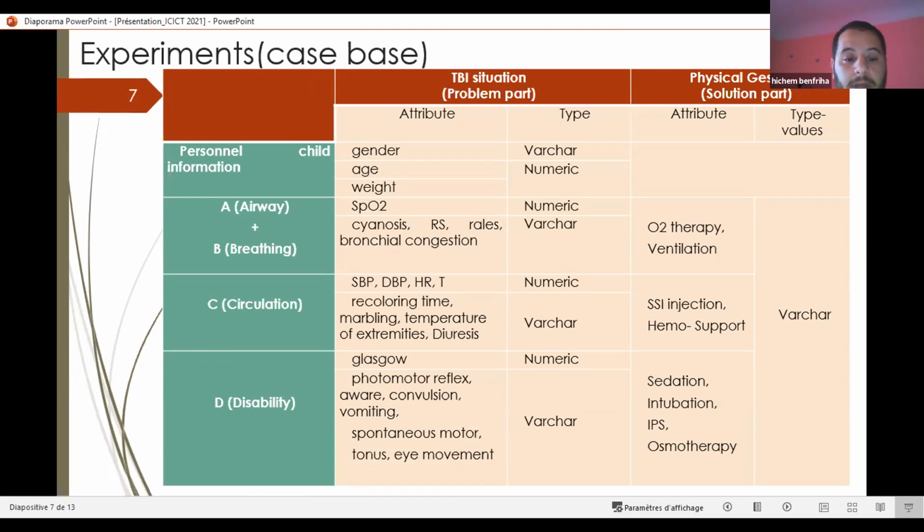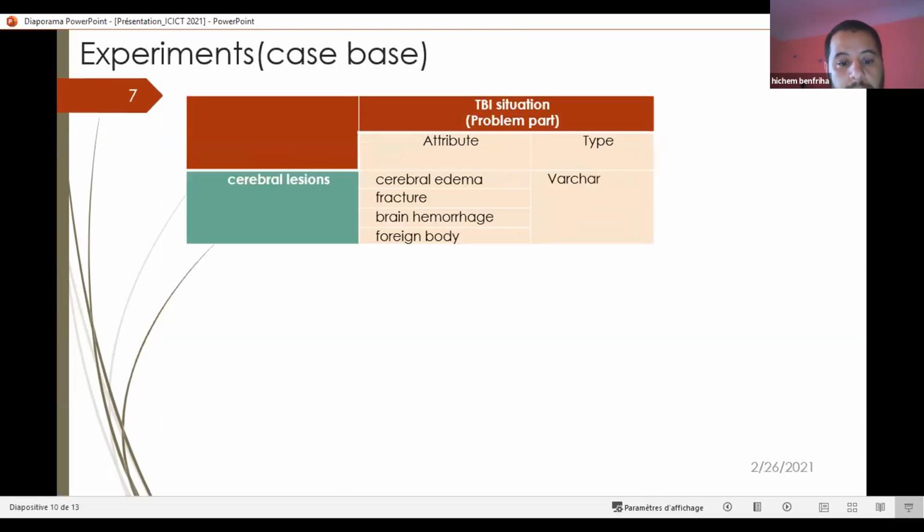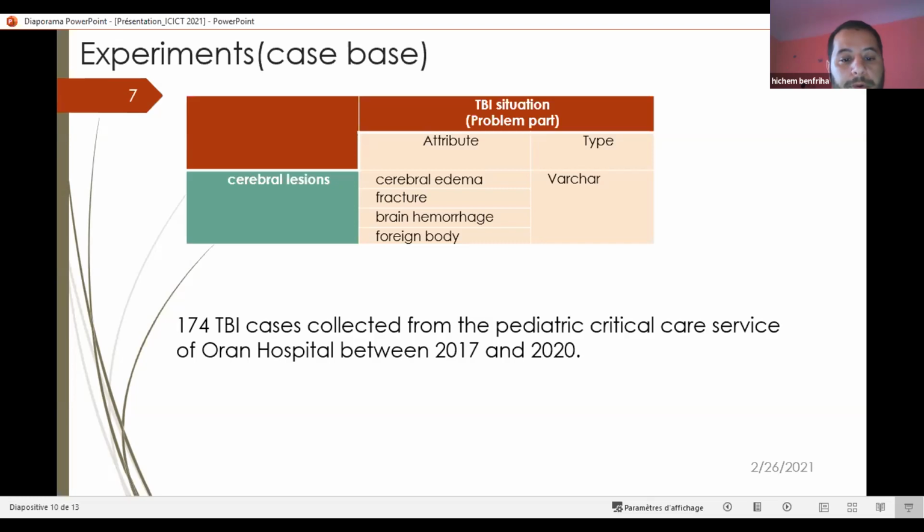sign, symptom, and the intraclinical lesion. The TB case is composed of 36 descriptors in our case. It is split into a problem and a solution part, and it's organized according to the ABCD approach. Besides the attributes identifying the problem part, four attributes have been added to represent the cerebral lesion, like cerebral edema, fracture, brain hemorrhages, and foreign body, identified after the radiological examination and extracted from the MRI report.